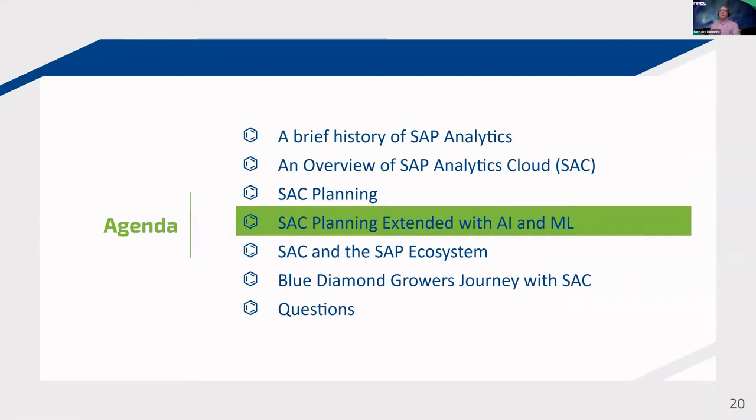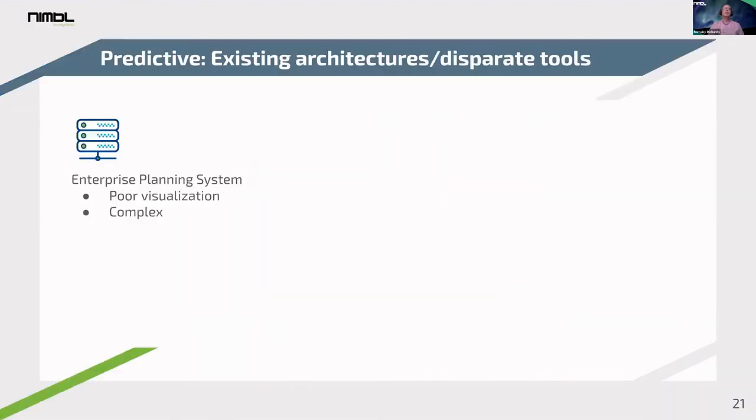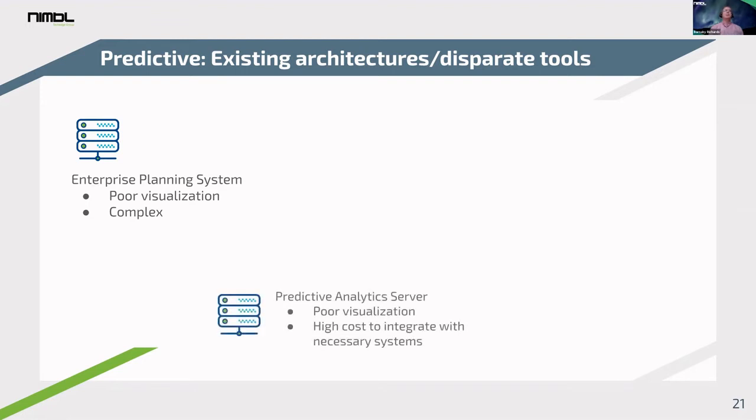SAC planning extended with AI and ML. So what do we mean by that? What does AI and ML mean in this context? For many organizations, an existing architecture exists for doing planning and prediction, right? In most cases, the current system has poor visualizations and is rather complex for the user to use, right? It's not necessarily a self-service platform that allows for ease of use.